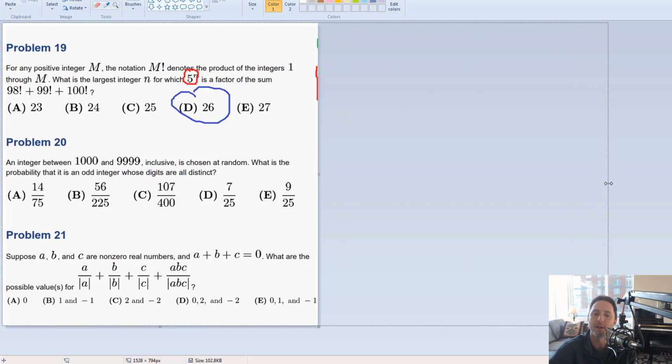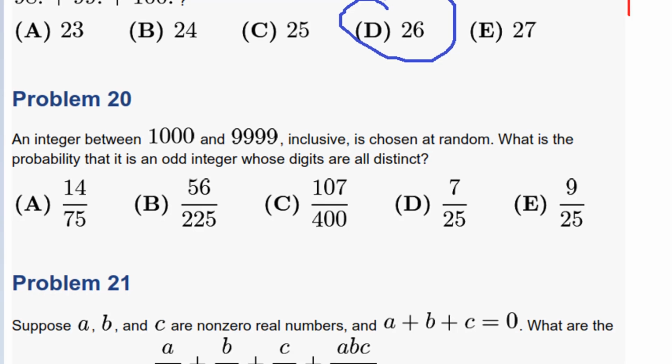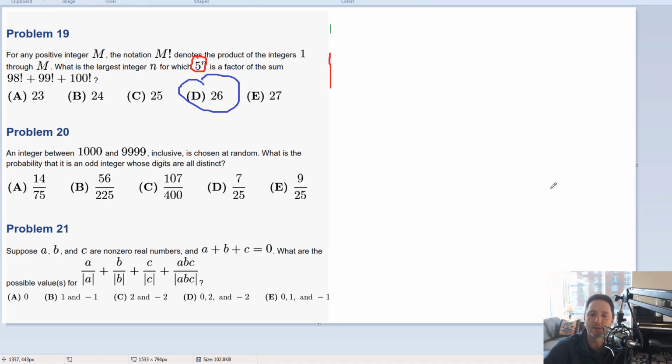Okay. Number 20, integer between 1,000 and 9999. So basically a 4-digit number is chosen at random. What is the probability that it is odd and that its digits are all distinct? So it's going to be odd and the digits have to be distinct. Okay, so always draw these 4 slots here, and let's look at the possibilities for each slot. So it has to be odd. So let's change colors. So there really only are 5 possibilities for the 4th digit.